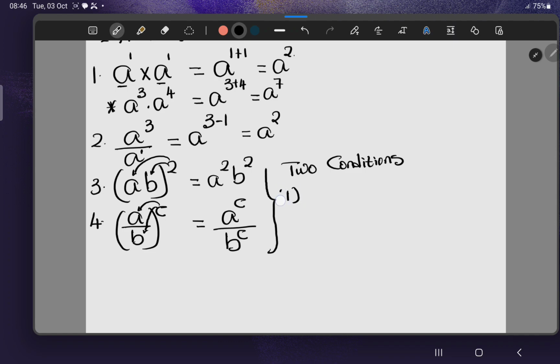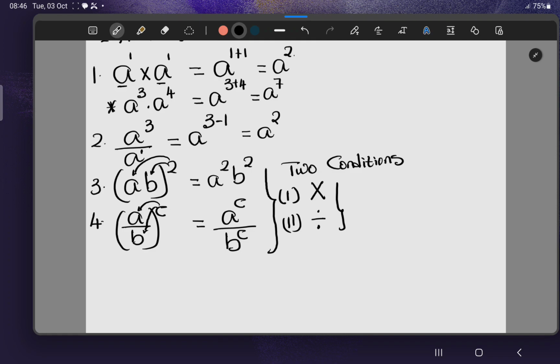Number 1, you need to have a multiplication in between. And then number 2, you need to have division. So these are the two conditions that allow you to work with this rule. Other than that, you do not by any means do anything.